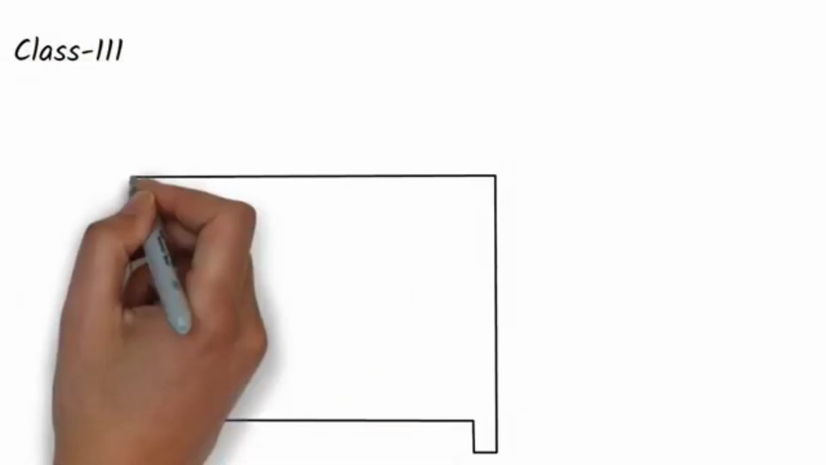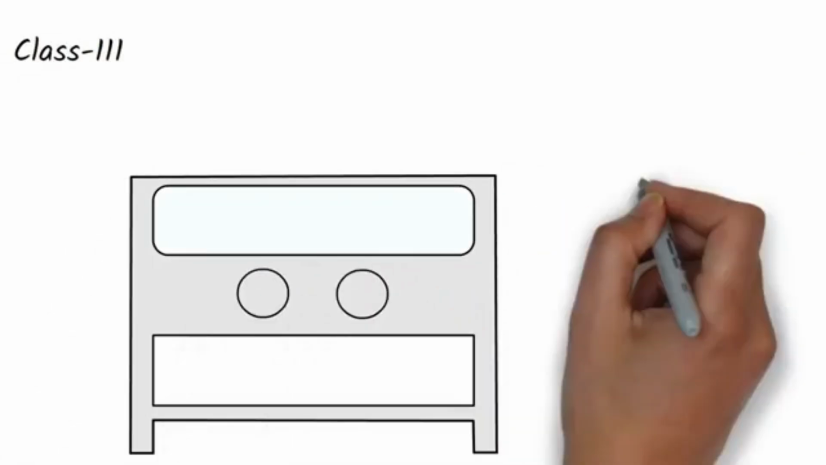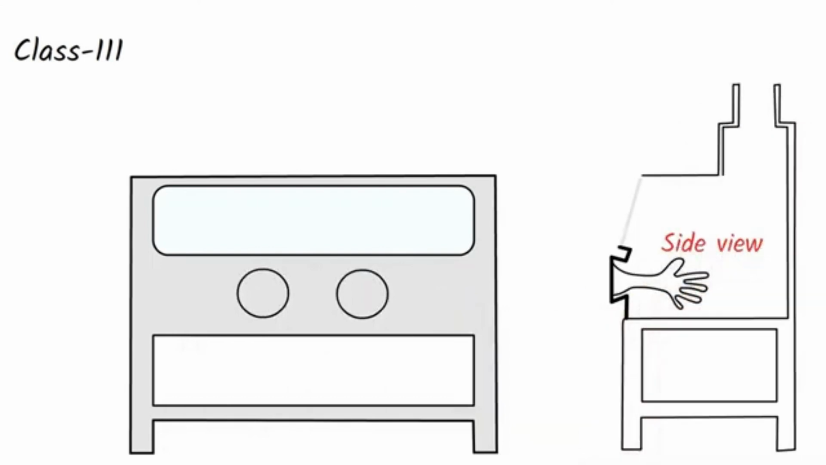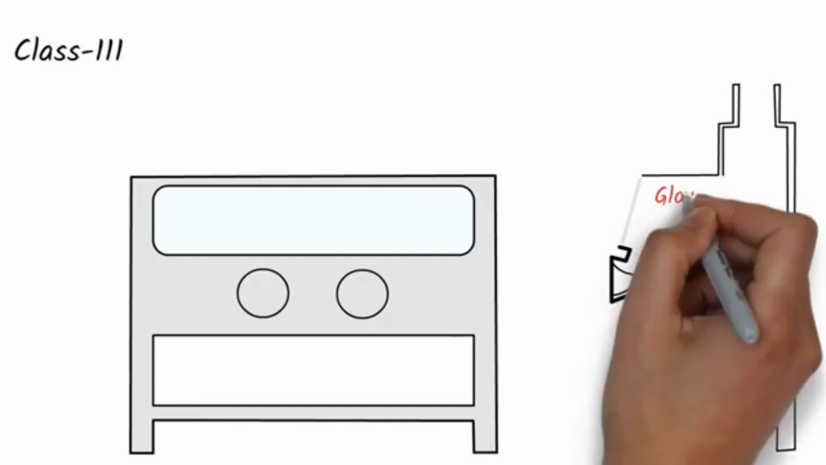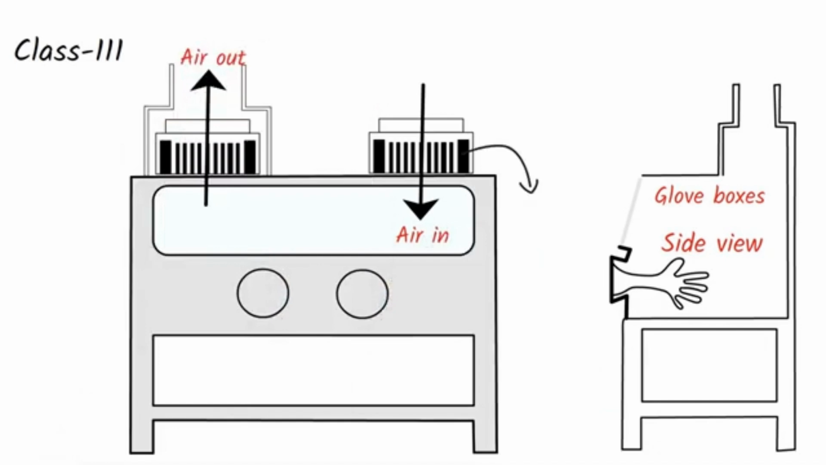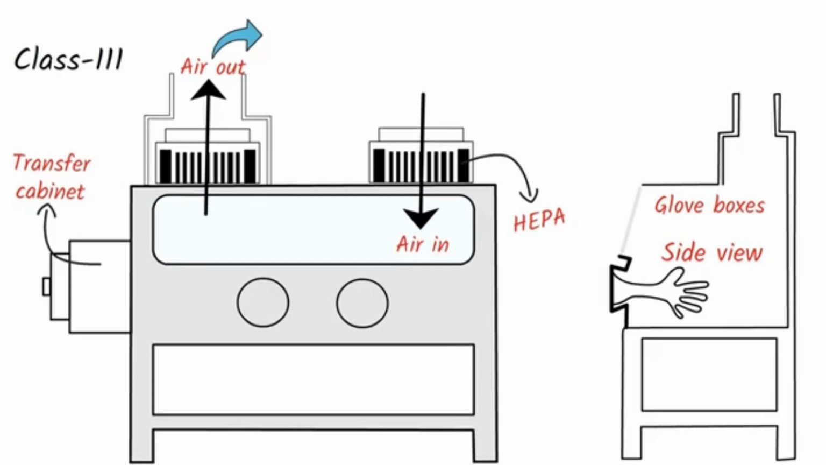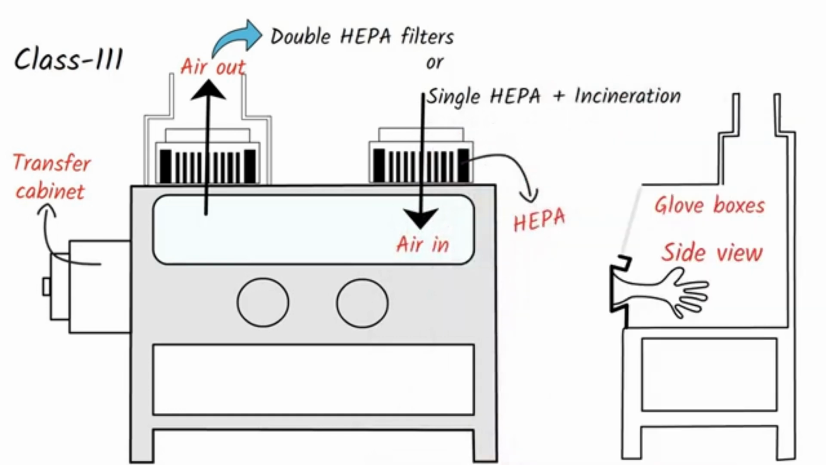The Class 3 biosafety cabinets are totally enclosed containers, provided with two gloves attached to the system to perform operations. Hence, these cabinets are also called glove boxes. The inflow and outflow of air occurs through HEPA filters. These cabinets are also equipped with a transfer cabinet that allows sterilization of material before they leave the glove box. The exhaust air is either treated with double HEPA filters or a single HEPA filter, followed by incineration.